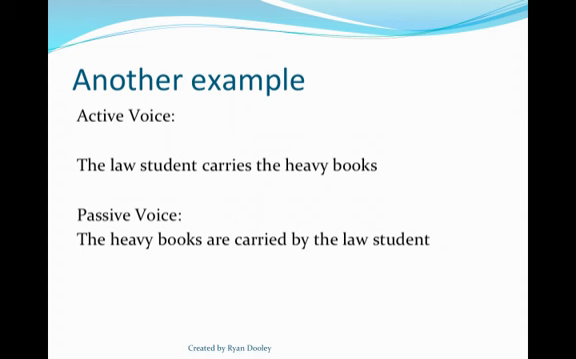So we'll take a look at another example. In the active voice, the law student carries the heavy books. If we were going to switch that over to the passive voice, you can see how the object, heavy books, is pushed to the subject position. The heavy books are carried by the law student. Again, they mean essentially the same thing, but the first sentence is shorter than the second one. It's more concise, more direct.